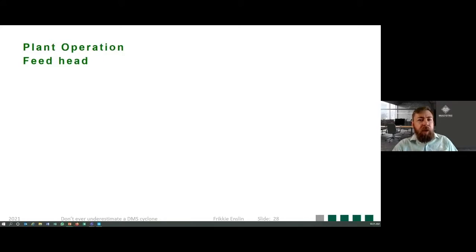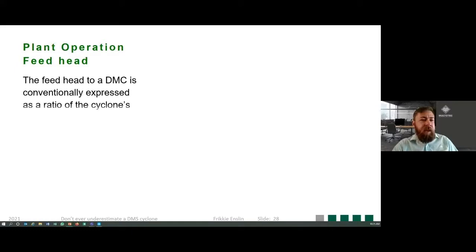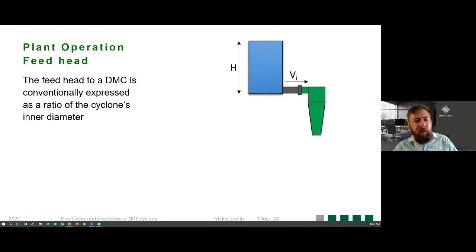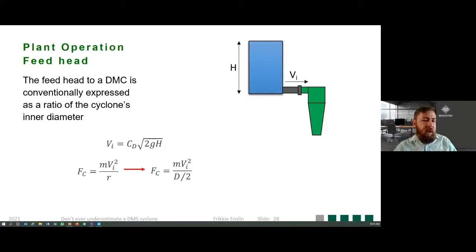Moving over to plant operation, feed heads specifically. As you know, the feed head to a dense medium cyclone is normally referred to as some sort of relationship to the cyclone's inlet diameter. There are a few formulas that we can have a look at. There's Bernoulli's formula. This may seem familiar to you. We had a look at our centrifugal force as well, but now instead of radius, let's change that and refer to the diameter of the cyclone.